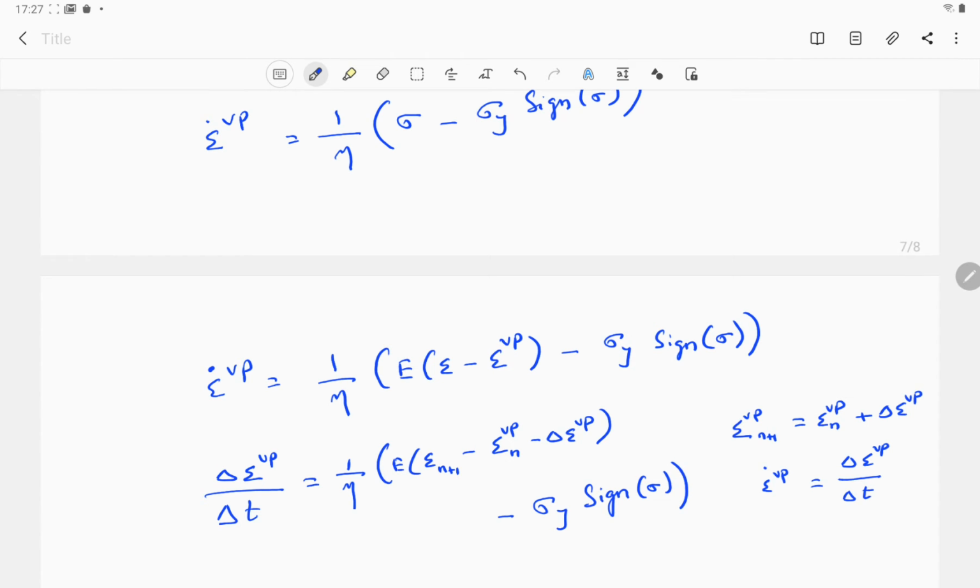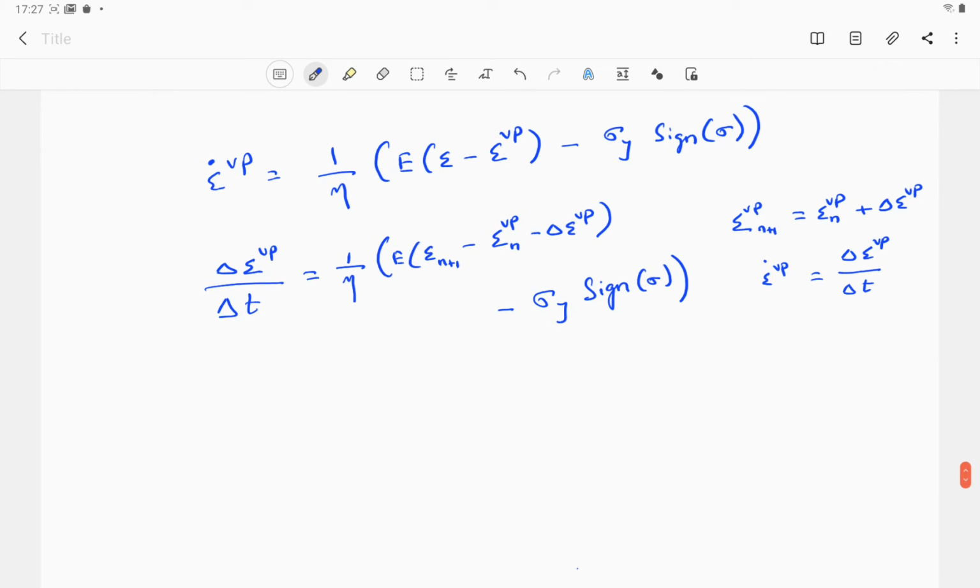Okay, so far it's fine. The one thing in this equation, as a matter of fact, there are two things I do not know. One is delta epsilon Vp. The other thing is sigma, and also sigma should be sigma n plus 1. But we have only one equation, but somehow I can identify sigma n plus 1 using the following.